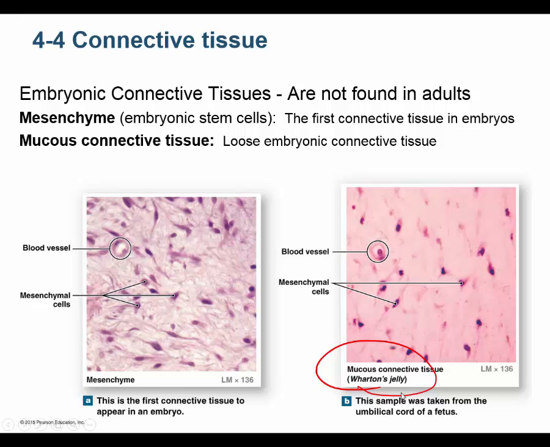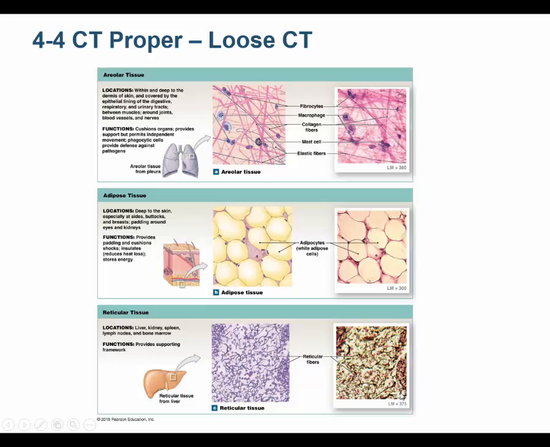Okay, connective tissue proper. First, under connective tissue proper, we have loose connective tissue. Under loose connective tissue, we have areolar, we have adipose, which is just fat, and we have reticular connective tissue.